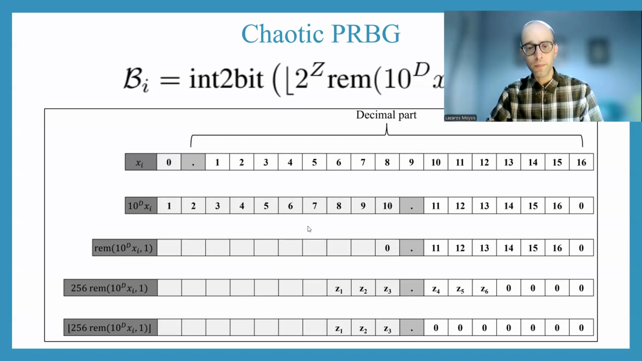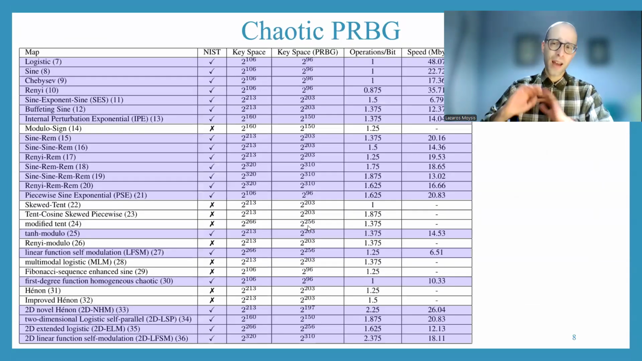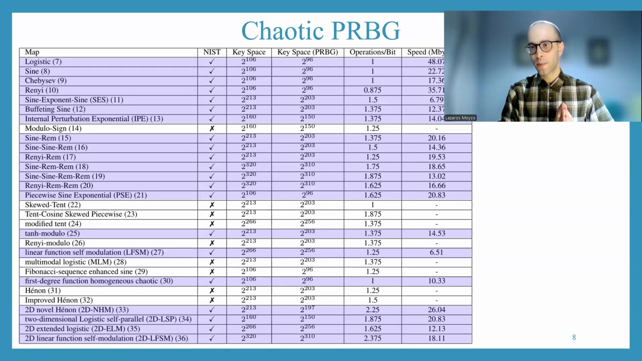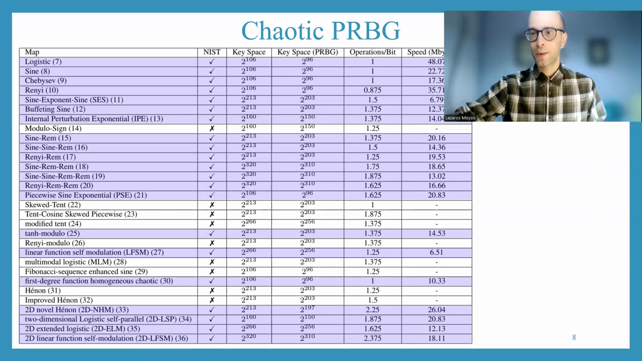Now, what we did is this. We did a very, very big analysis. We considered 30 different chaotic maps, so it was extremely analytical. So we took 30 different chaotic maps and we tested how the PRBG behaves when we are using these maps as a randomness source. Okay, so we tested statistical behavior, we tested key space, operations per bit, and also speed. And we have very, very good results.